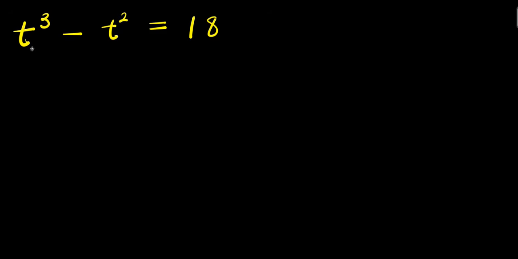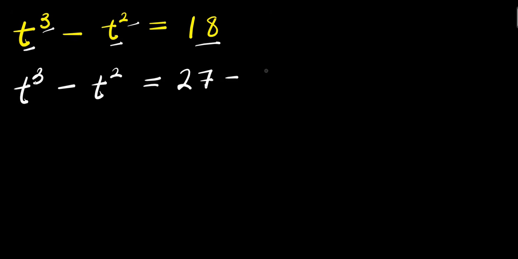How to solve this exponential problem and find all values of t that satisfy this equation. This is t power 3 minus t power 2 equals 18. Now we can have our t power 3 minus t power 2 equals 18.